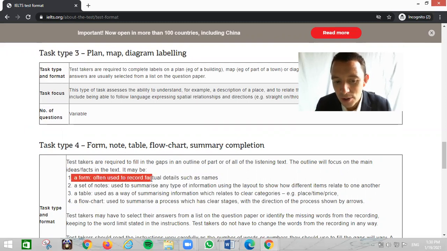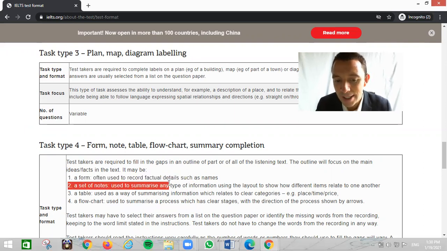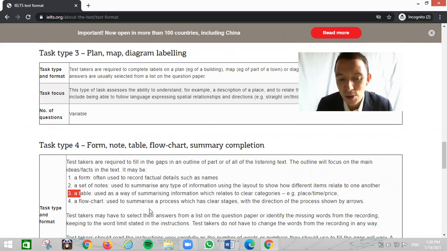It is often used to record factual details such as names. A set of notes is used to summarize any type of information using the layout to show how different items relate to one another. A table is used as a way of summarizing information which relates to clear categories, for example, place, time, and price. And a flow chart is used to summarize a process which has clear stages with the direction of the process shown by arrows. So very different styles, but fundamentally it's the same job. You have to put the correct answer on the page.